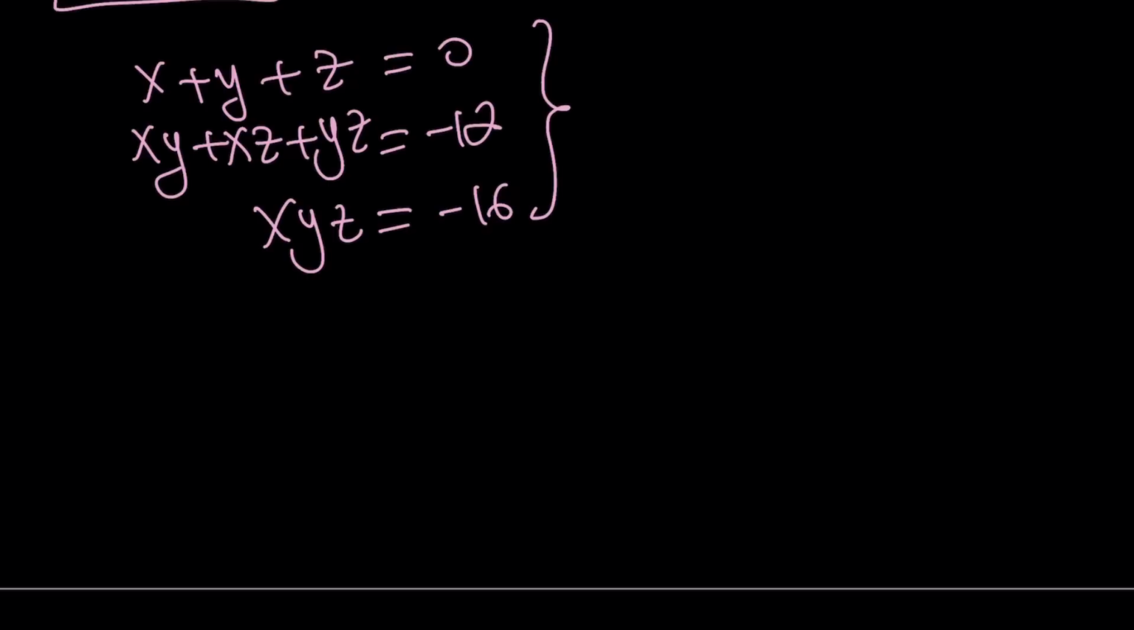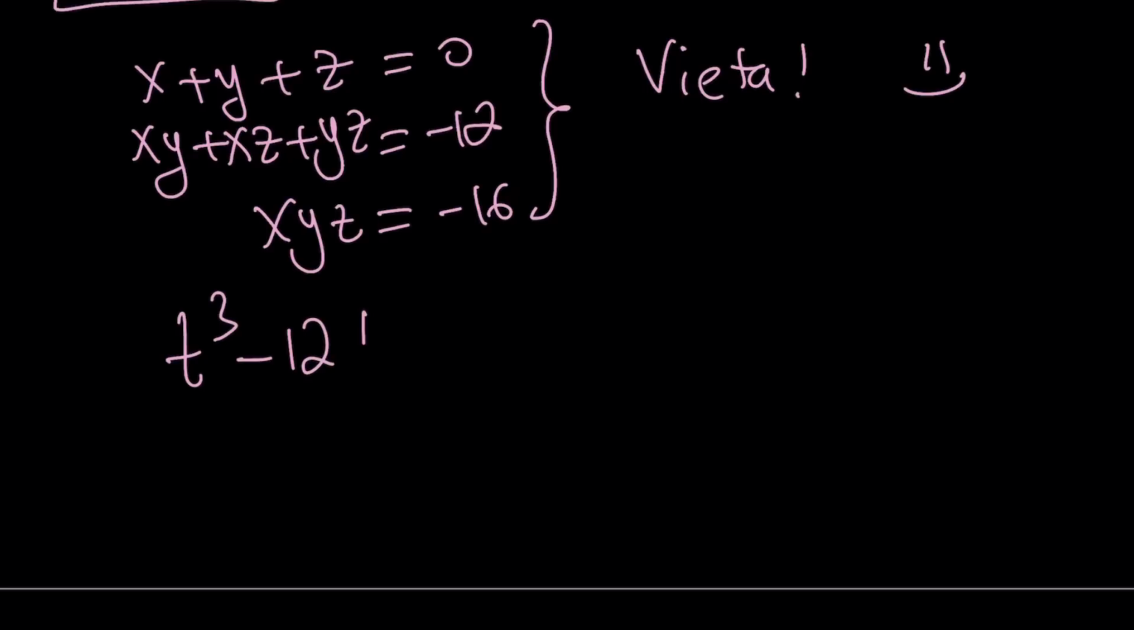Okay, so Vieta's formulas tell us that if you know the sum, the product, and so on and so forth, you can write the equation. So we're going to use Vieta's formulas, which is awesome. So let's go ahead and use them. Suppose t represents x, y, z. So I can write the equation as t cubed. The sum is 0, so I'm going to skip that and go to the coefficient of t, which is negative 12, I'm sorry. So we're going to write it as negative 12t. And then finally, the constant term is going to be negative 16. But remember, that's the opposite of the constant term. Therefore, our equation is going to be t cubed minus 12t plus 16 equals 0.